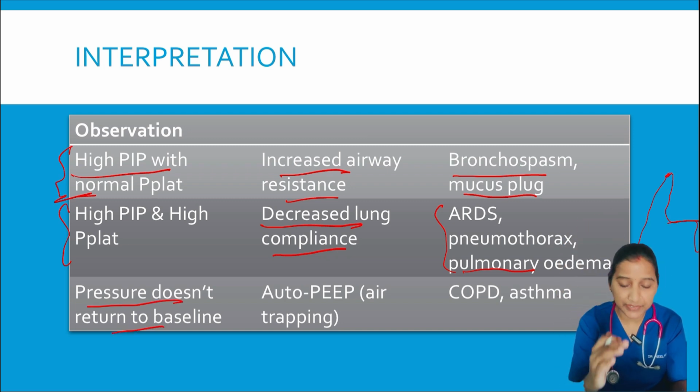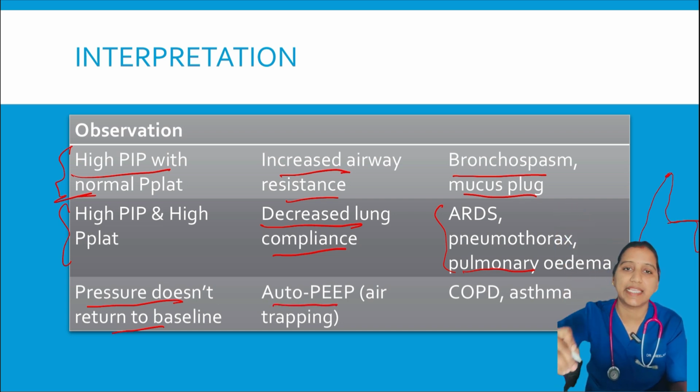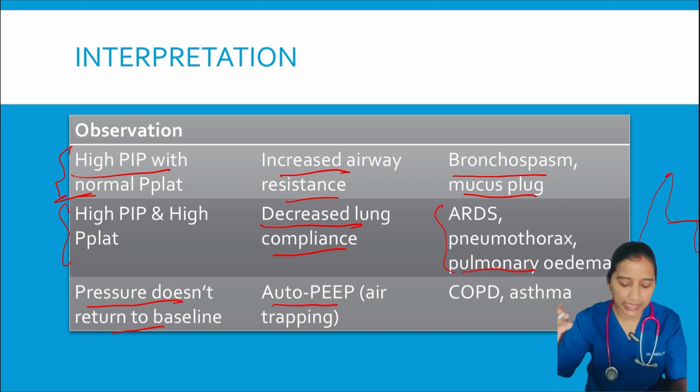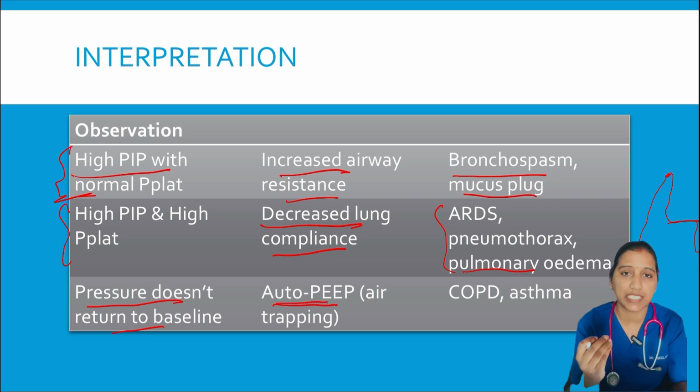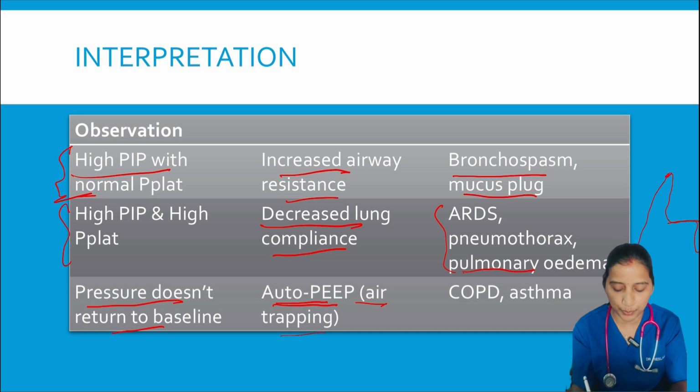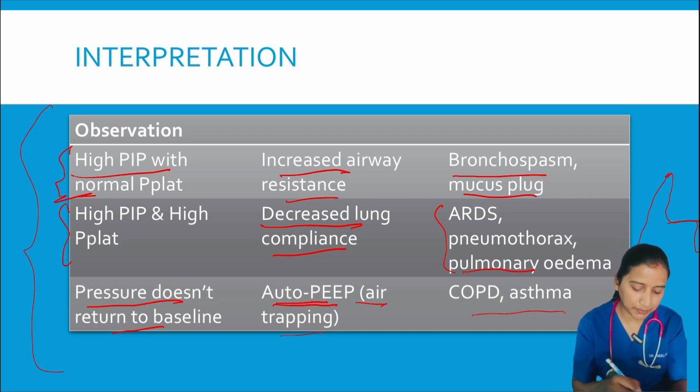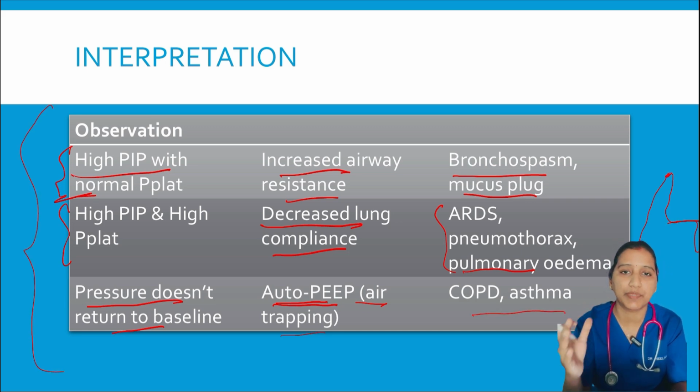Next, where pressure doesn't return to the baseline, there we should think of auto-PEEP, where there is air trapping. Generally, when we have an inspiratory phase and an expiratory phase, pressure should come back to the baseline. That is our normal. But if the waveform doesn't return to the baseline, then we have to think that the patient is generating an auto-PEEP, or there is air trapping, which can be seen in conditions like COPD and asthma. So these are the interpretations that we should think of while looking at a pressure time scalar.